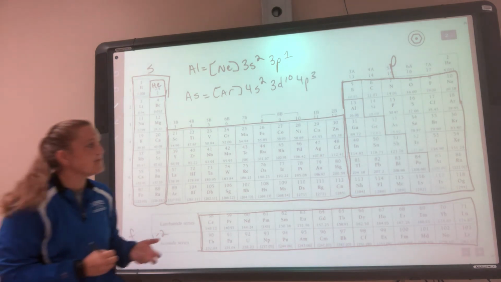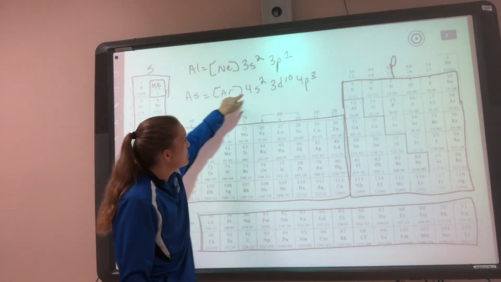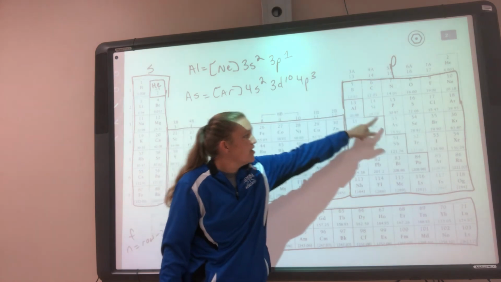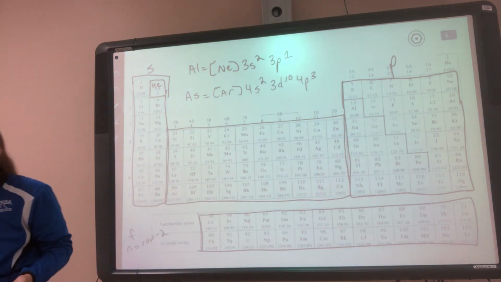All right, I can do the same thing and do my check. 18 electrons, plus 2 gives me 20, 30, 33. And I should have 33 electrons. So that's how you do the shorthand.